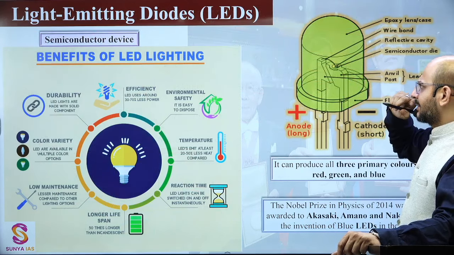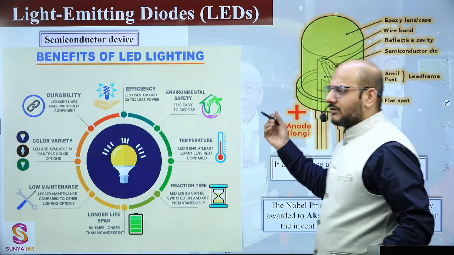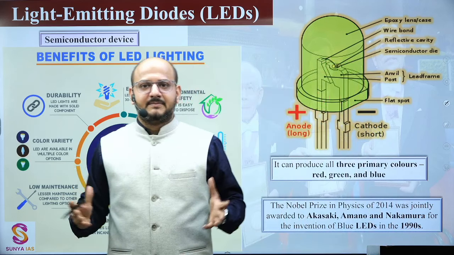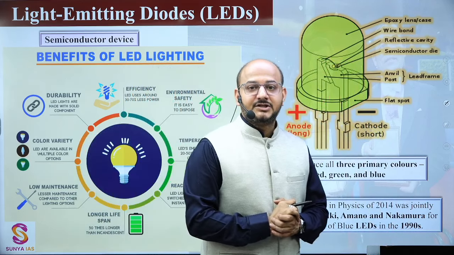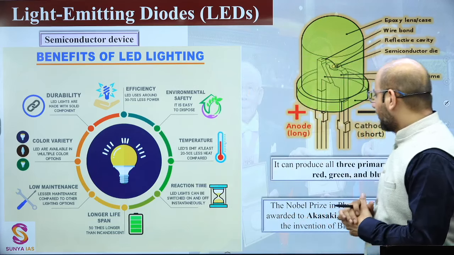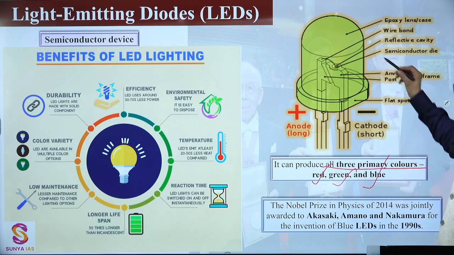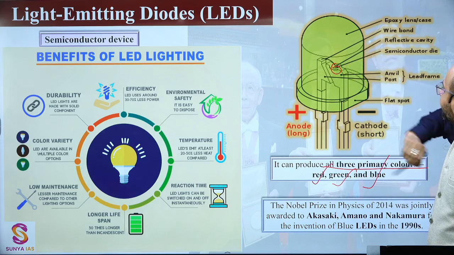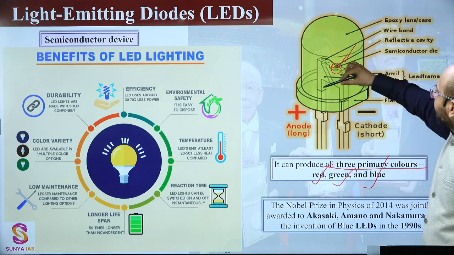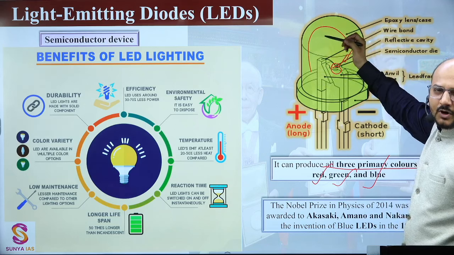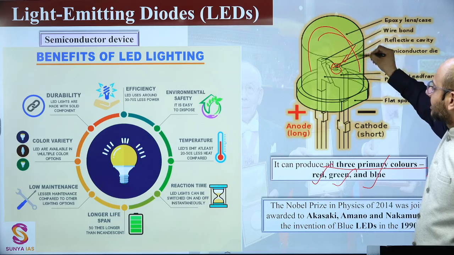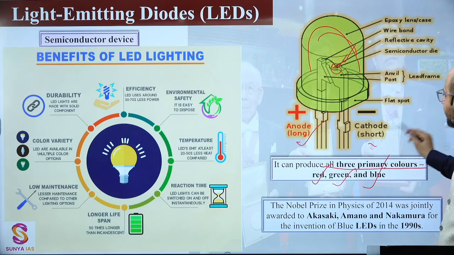Light emitting diodes. India has a lot of programs for LED bulbs. They are very energy efficient. They are capable of producing all three primary colors, red, green and blue. Let's look at the structure. Here you will find reflective cavities. And there is an epoxy layer, not plastic but epoxy covering, on top of it. It also has an anode and cathode in it.